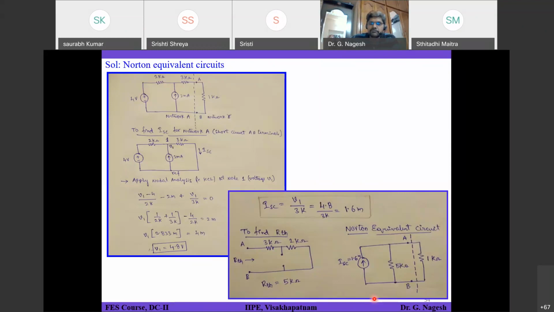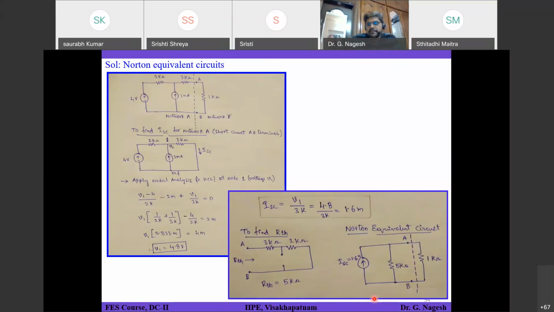Usually, if you have a dependent source, to find out RTH, it is not so simple as what we have discussed in these two problems. Why? Because all the voltage sources are short circuited and all the current sources are open circuited. So there is no source or force to drive your charge or force current to flow. So how to find out RTH? That is a big question for us.